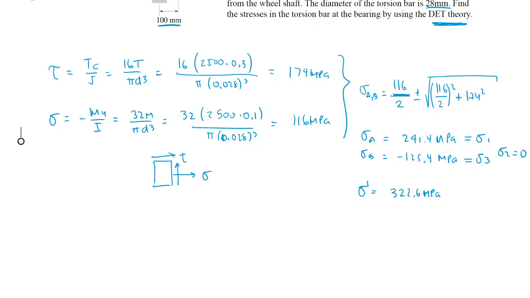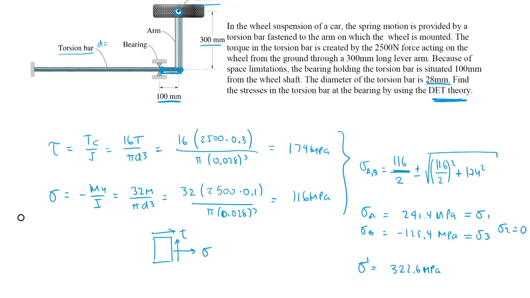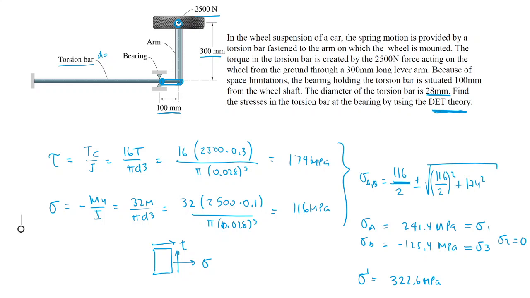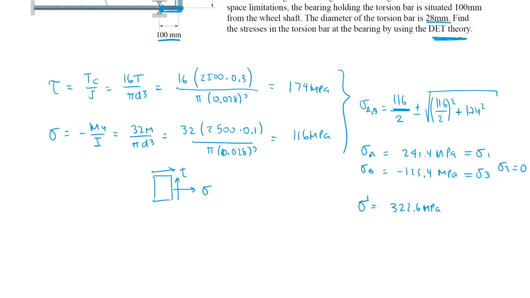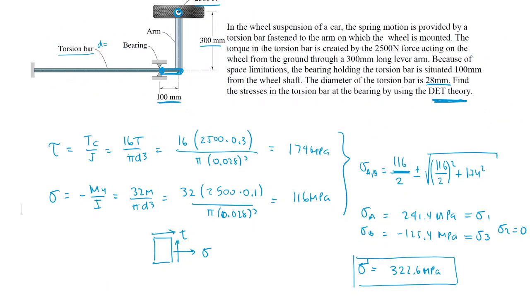Why? Because one is positive and the other one is negative, and we always want sigma 1 to be the highest and sigma 3 to be the lowest, right? We compare it, find the stresses in the torsion or the bearing. We don't compare it, we just wanted to find the stresses. So for distortion energy, what we want is the von Mises stress. Done.